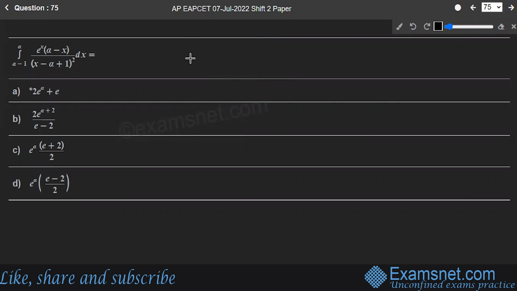So now the integral is given by, actually this is not a minus 1, this is a plus 1. Give me a minute. So the required integral is from alpha plus 1 till alpha. This is not a actually, I think this is alpha. Yeah, this is alpha. Okay. So over here, you have x times a minus x upon x minus alpha plus 1 whole square dx.